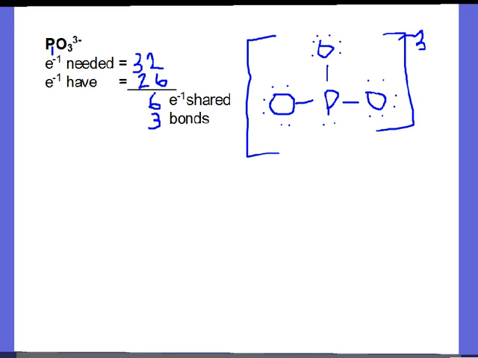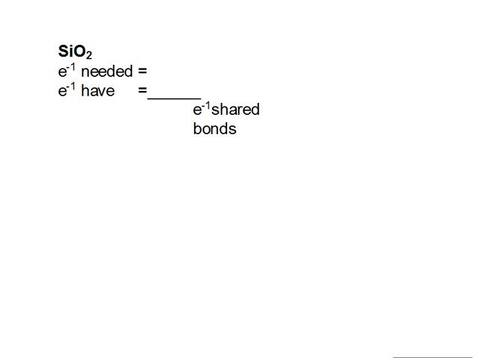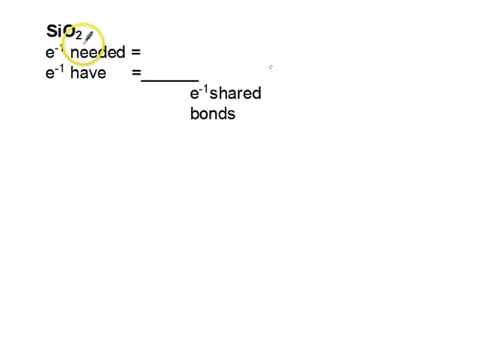We're going to do one more, and this time we're going to look at SiO2, or silicon dioxide. Again, we're going to use this technique of electrons needed versus what they have. If we look at each of these elements, both silicon and oxygen, their noble gases are going to have 8 valence electrons. And if they have 8 valence electrons and we've got 3 atoms, then to be individual atoms without entering into a bond, we would need a total of 24 electrons.